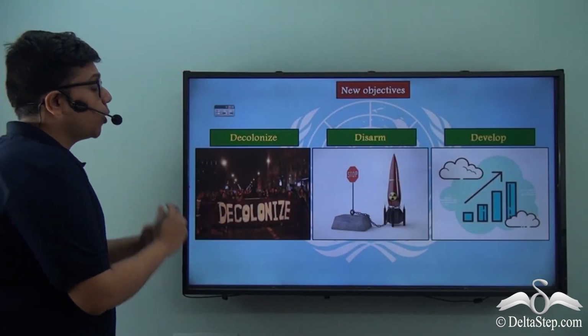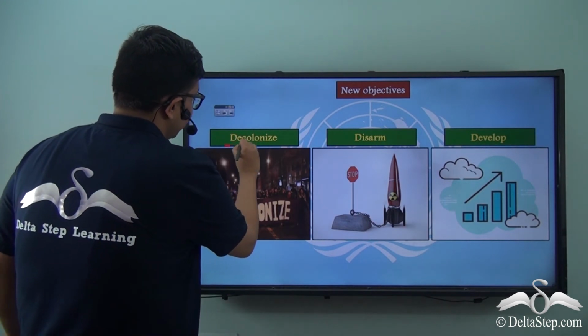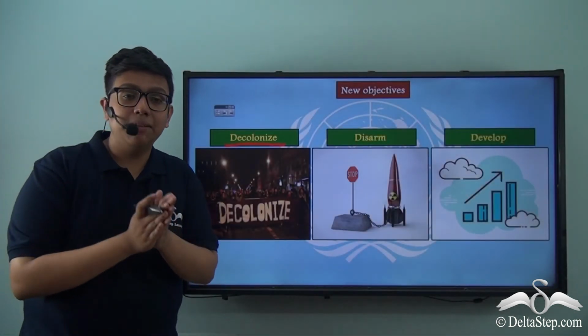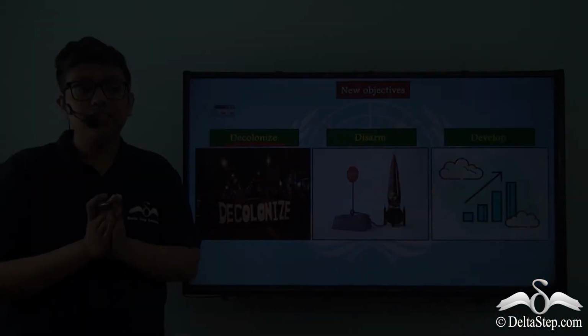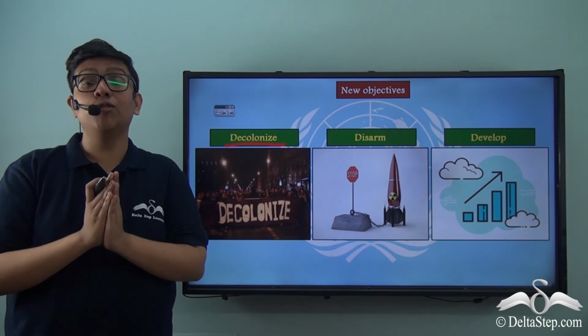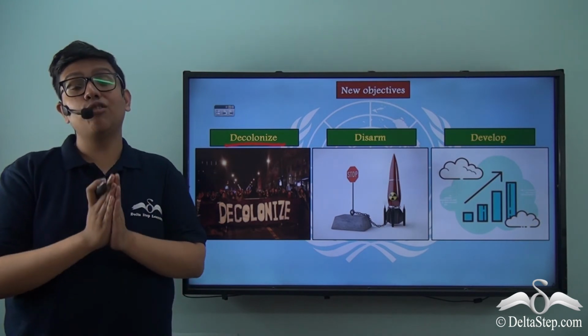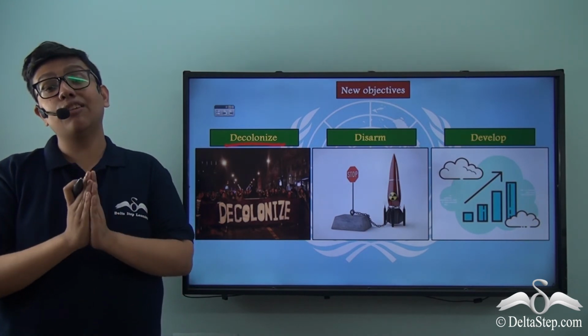The first such objective is to decolonize the entire world, which aims to eliminate any form of colonization, old or new, of the world, where every nation needs to have its own sovereign identity and should not be dependent on another nation which subjugates it.